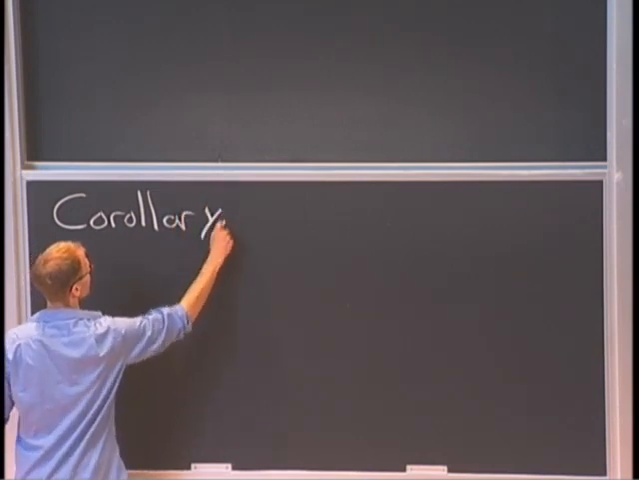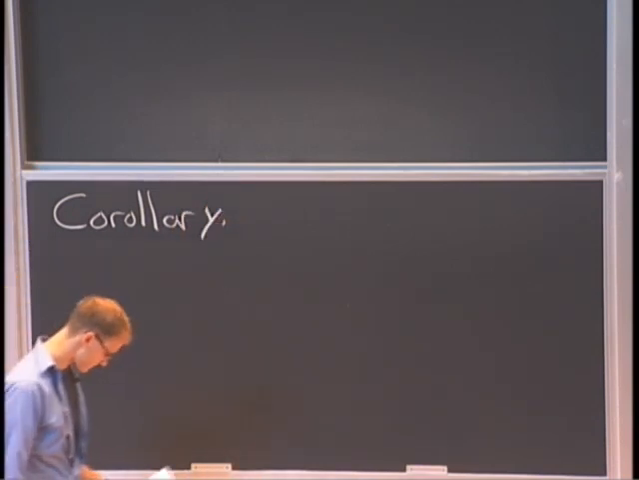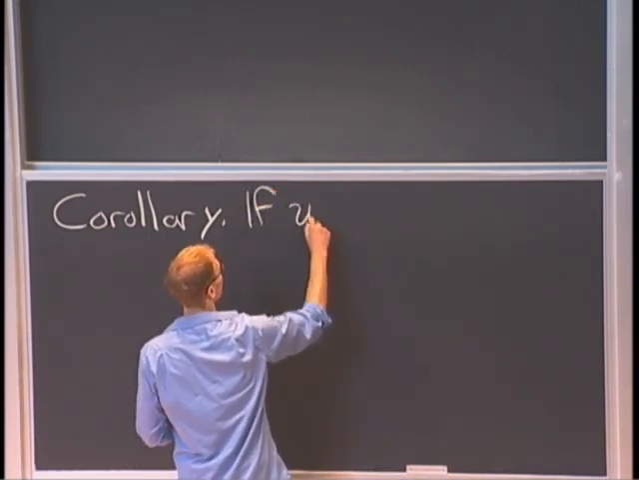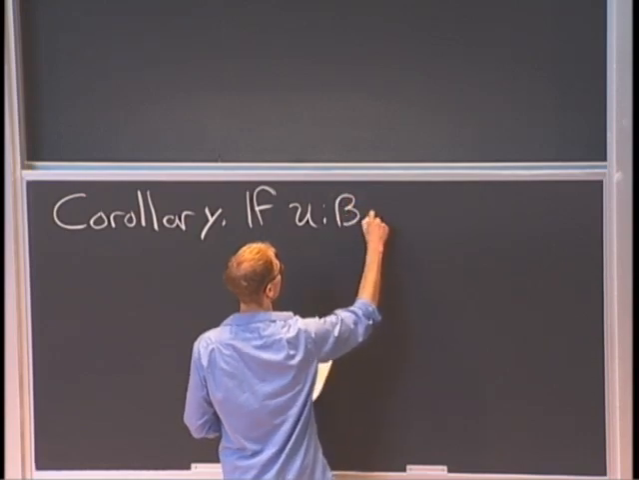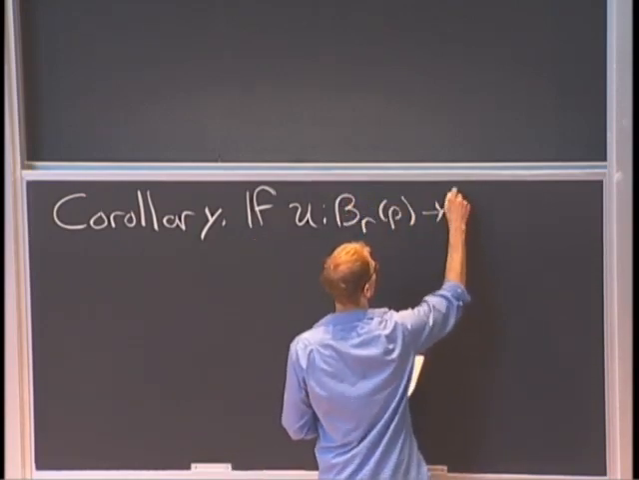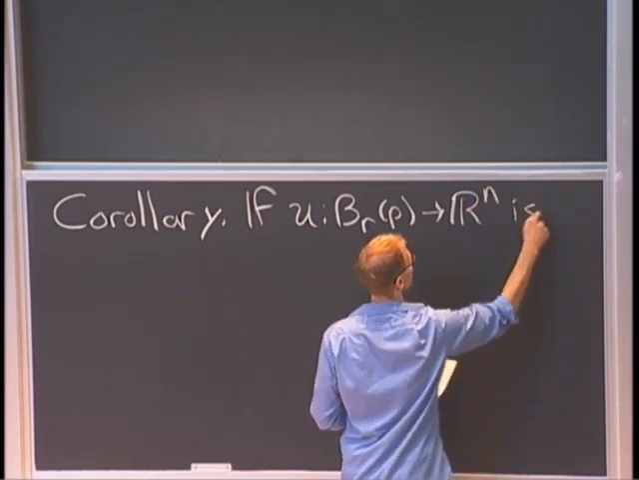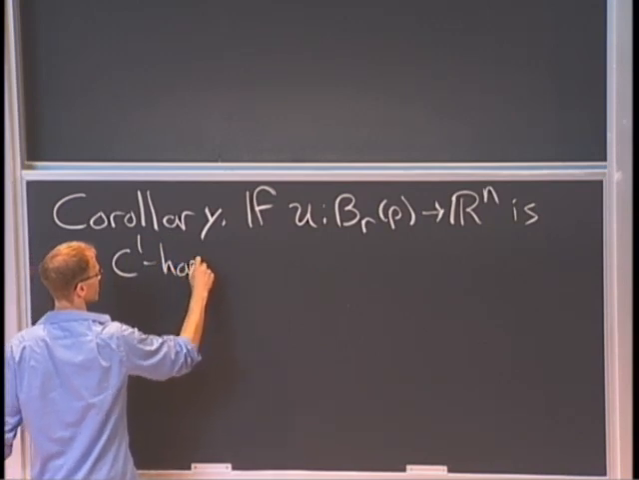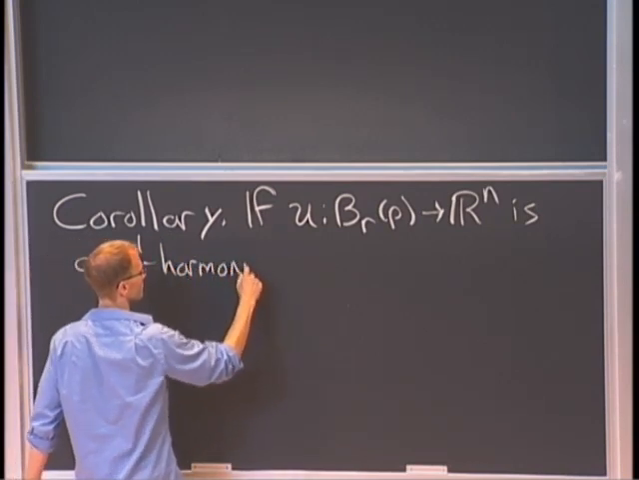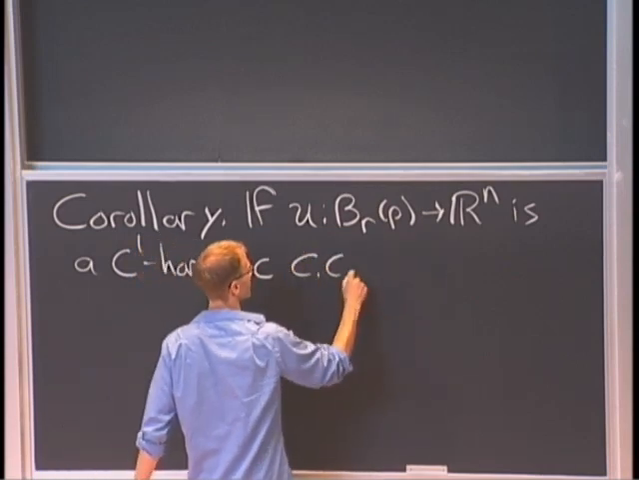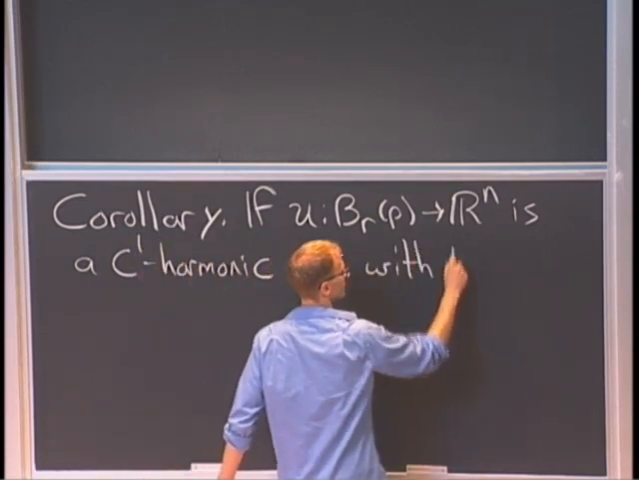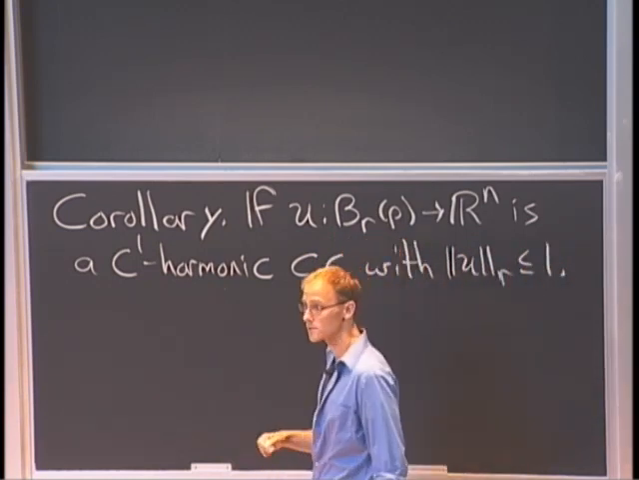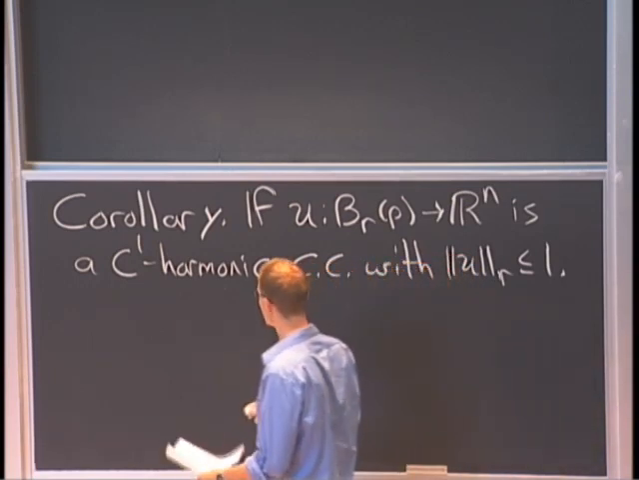But what's a nice corollary of this? And this maybe we will actually prove a little bit. If U from the ball of radius r around P to Rn is a C1 harmonic coordinate chart with C1 bounds, then the following hold.